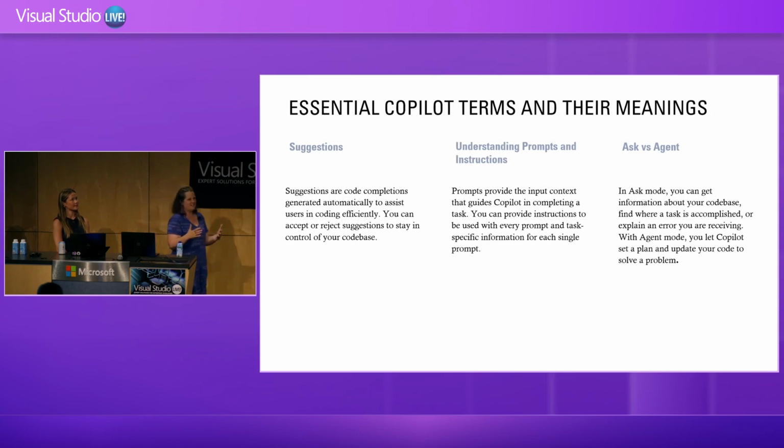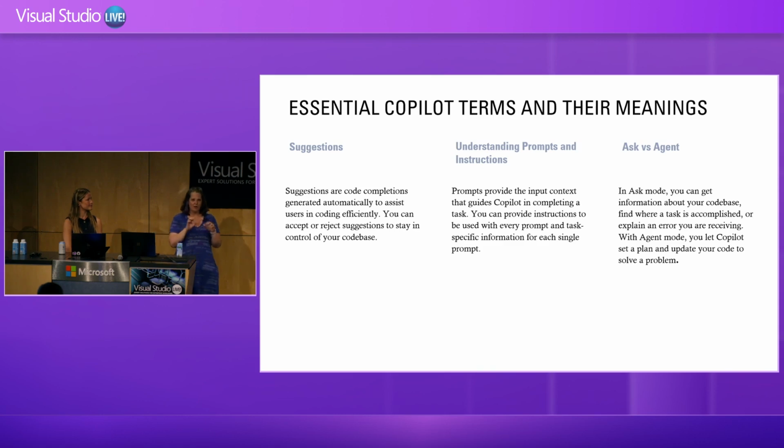So I've mentioned a lot of different things. I want to clear up some of the terminology that we use. Suggestions. This is that gray text. If you've been using Copilot for the last 2 years, as you're editing, it'll bring up gray text of either your next line or the next couple of lines. Those we call suggestions.